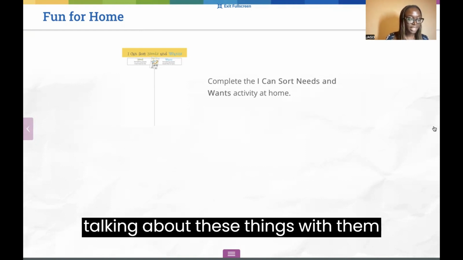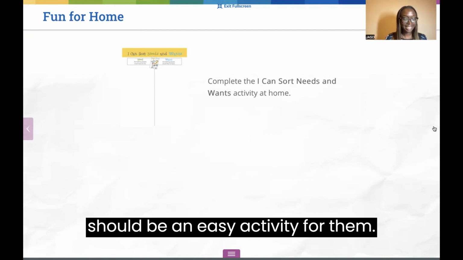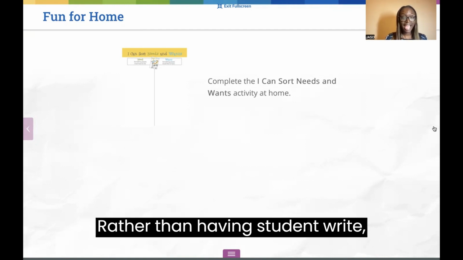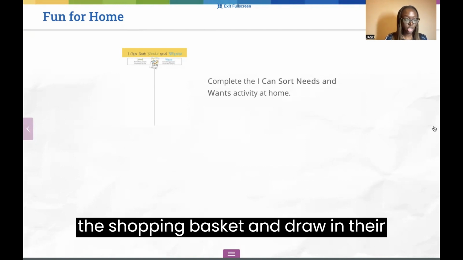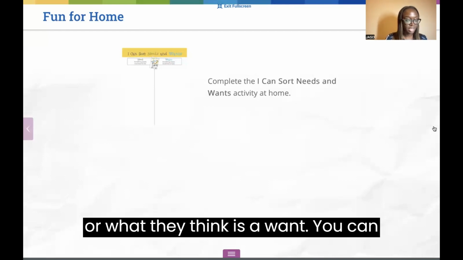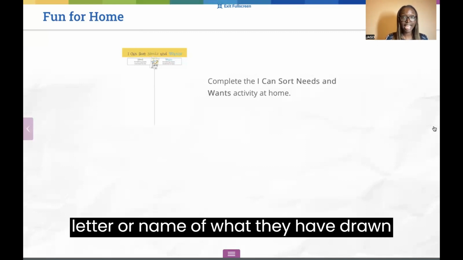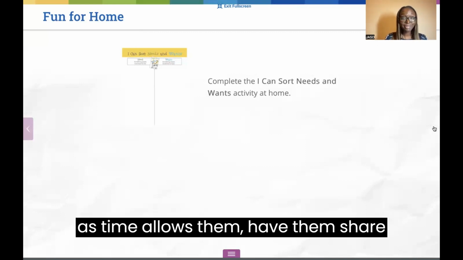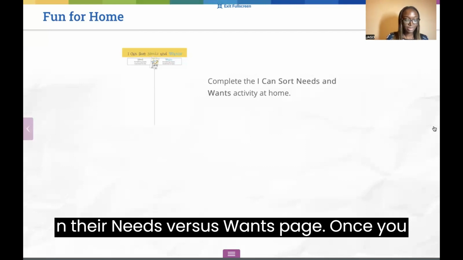You've been talking about these things with them throughout the whole session, so this should be an easy activity for them. Rather than having students write, encourage students to draw by looking in the shopping basket and draw in their junior journal what they think is a need or what they think is a want. You can challenge students to write the first letter or name of what they have drawn. As time allows, have them share some of the things that they have on their needs versus wants page.